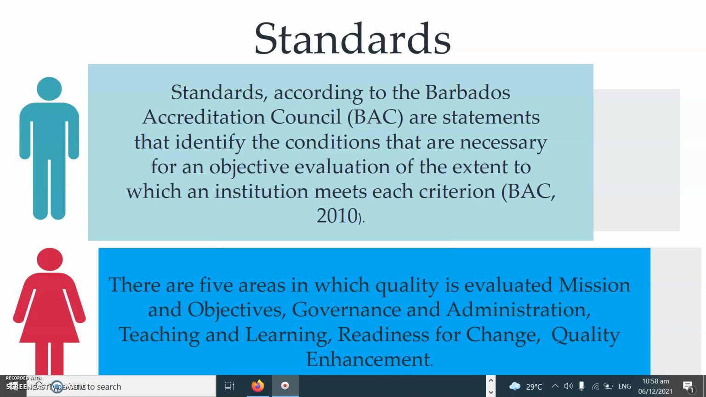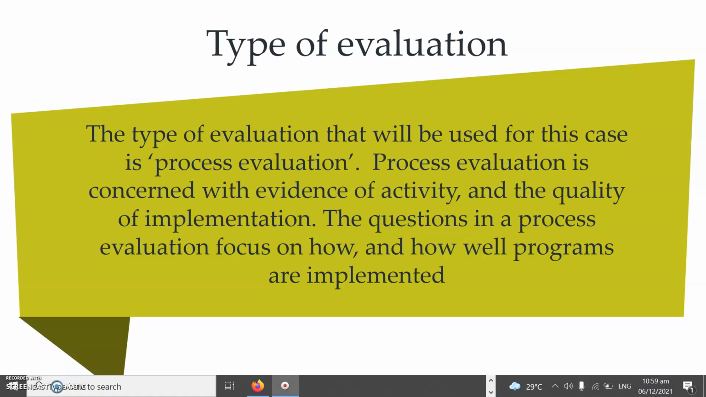So quickly, what are we looking for? Let me give you an example. Under mission and objectives, we will be looking to see if the institution has a clear, well-articulated mission that represents the institution's objectives and goals. Greater details will be found in the handbook that will be given to you shortly.